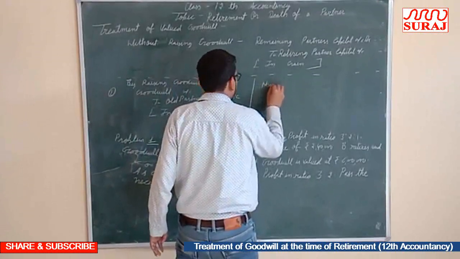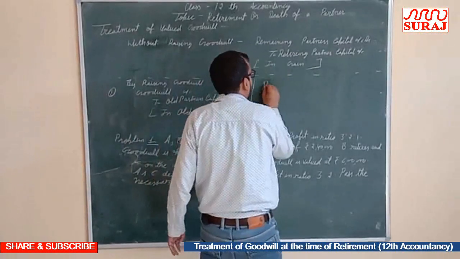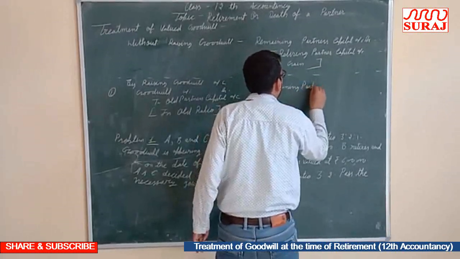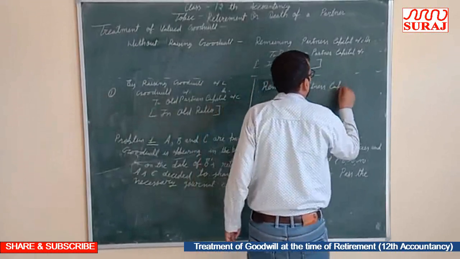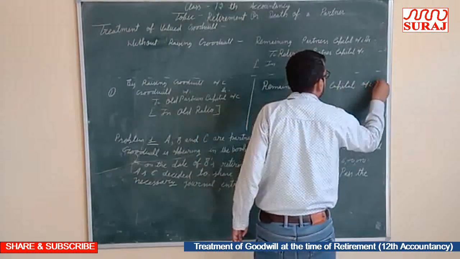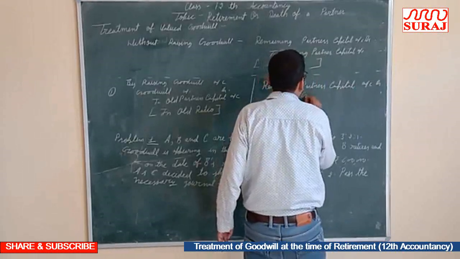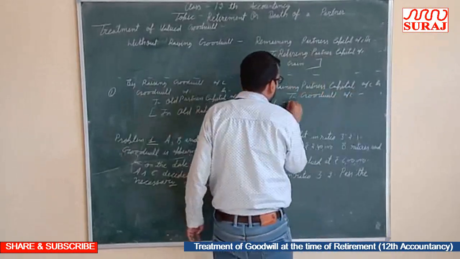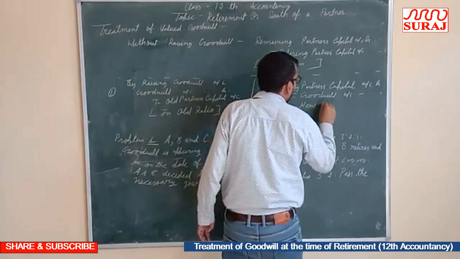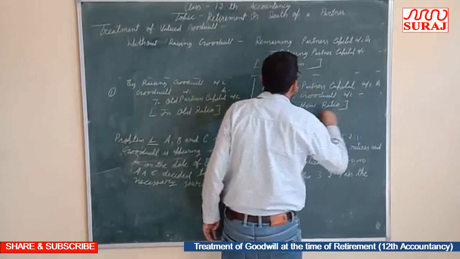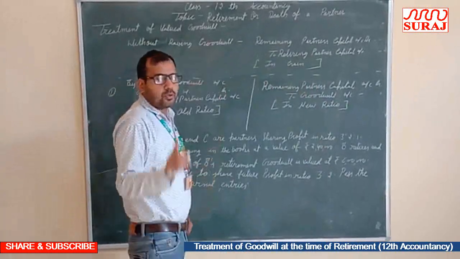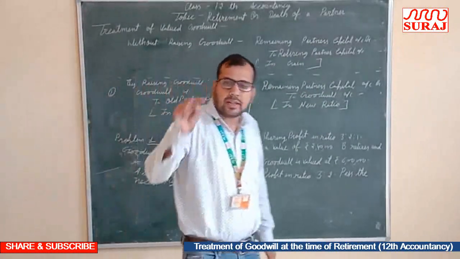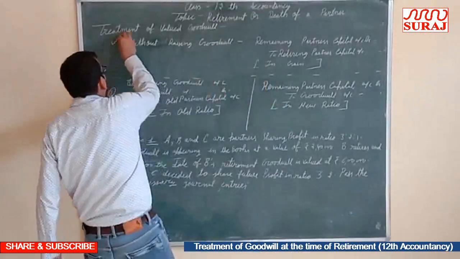Second entry: remaining partners' capital account debit to goodwill account in new ratio. Again I repeat, the treatment of valued goodwill is of two types. First is without raising goodwill account, second is by raising goodwill account. If nothing is told in the question, you should give preference to without raising goodwill account.